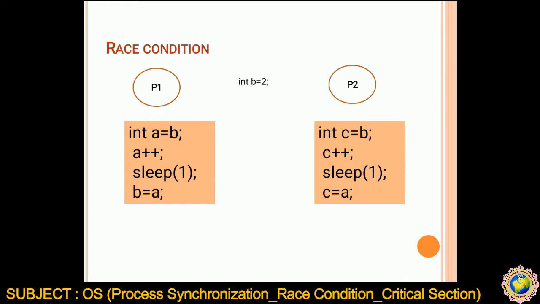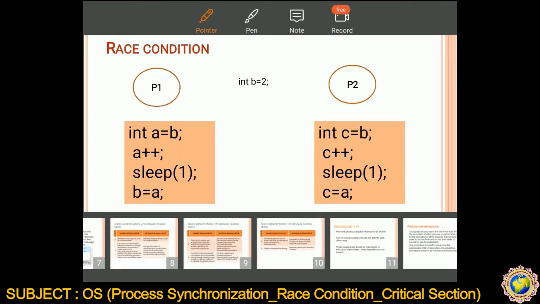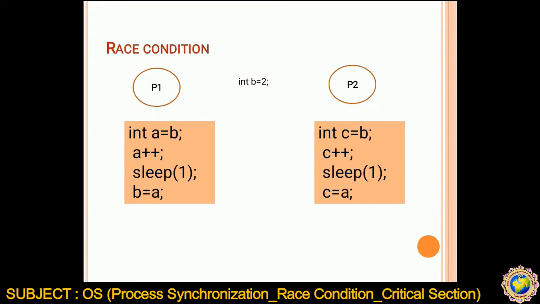Let's see what happened. The first statement, integer A equal to B, means the value of B is assigned to A. So here integer A equals 2. Next, A plus plus, so it will become 3. So the value of A will be 3. Next, sleep 1.